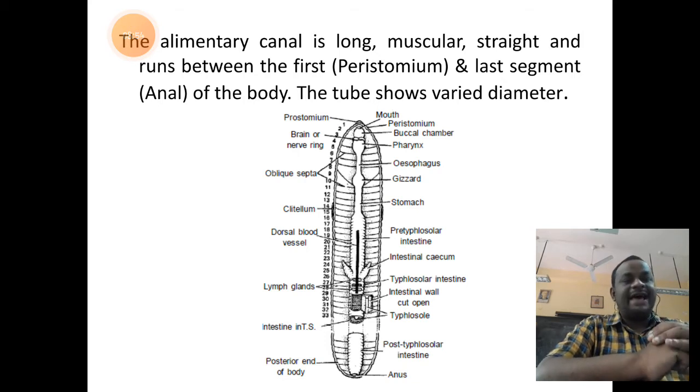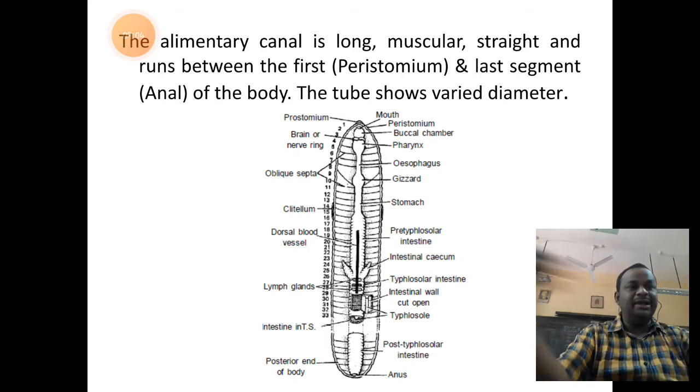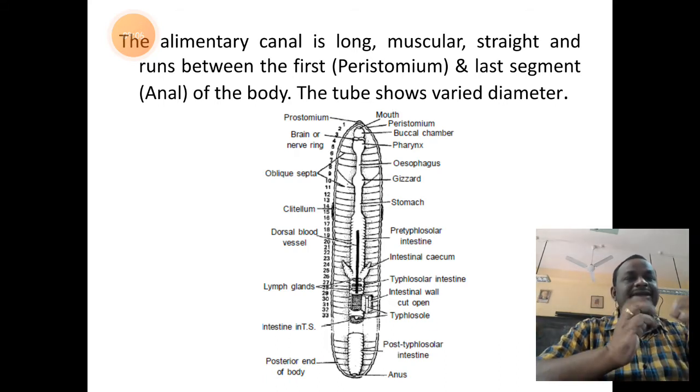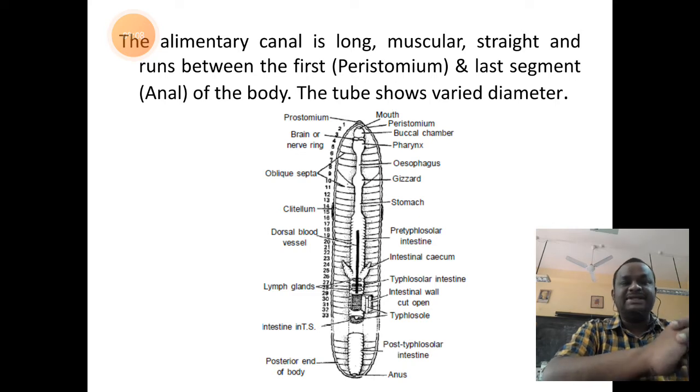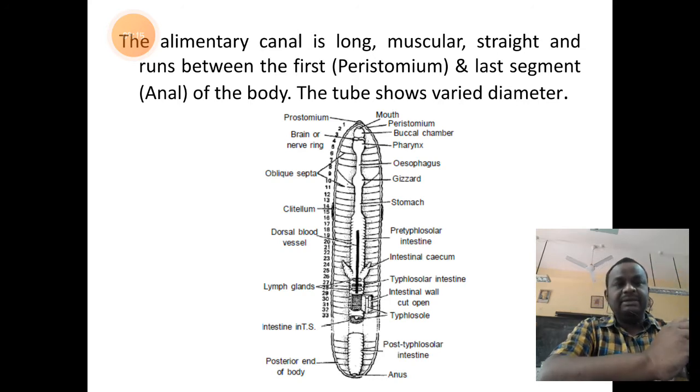First, let us understand the digestive canal of the earthworm. Students, the alimentary canal in the earthworm is very long and elongated. It is muscular because it is made up of muscles. It is straight because the parts are present one below the other. The organ system includes the organs of digestion, which are present one below the other, starting from the mouth to the anus region. Hence, it is called straight.